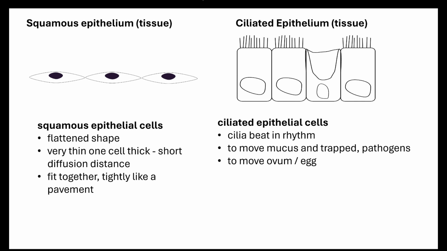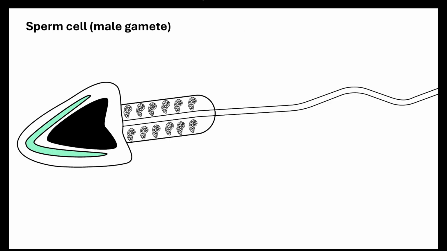But you also have ciliated epithelial cells in your oviduct if you are female, and that therefore allows for this beating in rhythm and moving the egg to the uterus in preparation for that fertilization. So ciliated epithelial cells are important for this movement of the substances, whether that be the mucus and trapped pathogens or whether that be the ovum.